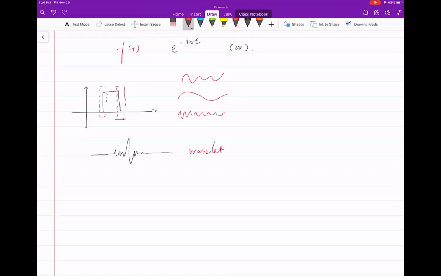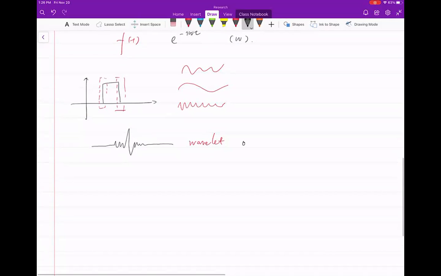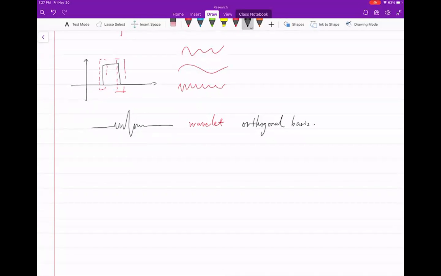Of course, your job is still to try to construct an orthogonal basis. The nice thing about sine and cosine is that they're orthogonal. So for wavelet, you need to be careful when you construct bases like that. But once you succeed, any function will be a linear combination of the wavelet functions you just computed. Then it becomes the same as the Fourier series.